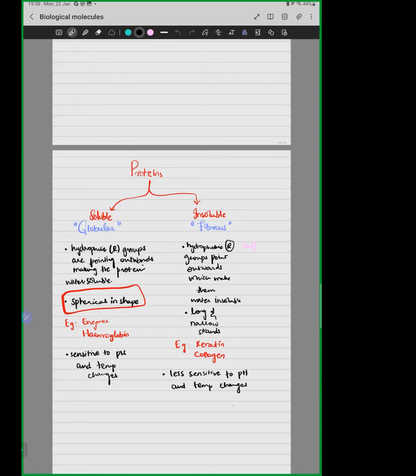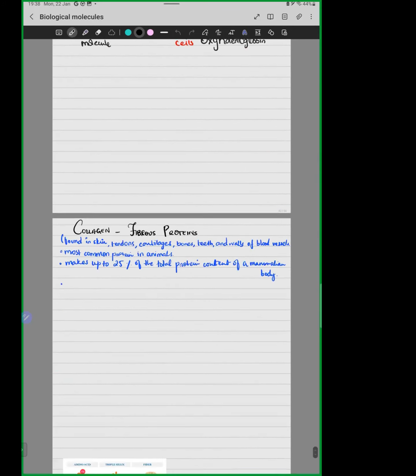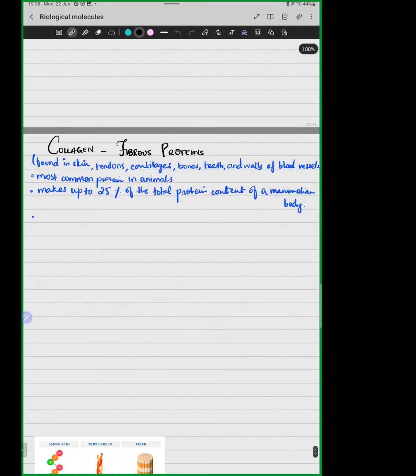And we also discussed that they're long and narrow in shape. They have a very strand or thread like shape, and they're less sensitive to pH and temperature changes. Now, the last subtopic that we have to do for proteins is collagen. Now, collagen is an example of which protein? It's an example of a fibrous protein.